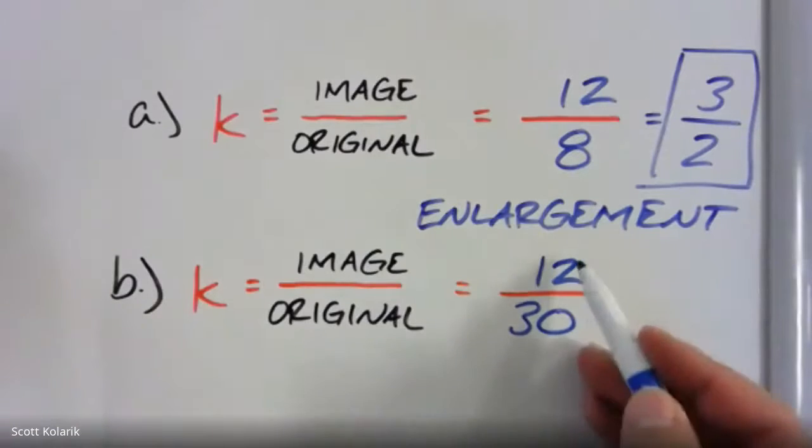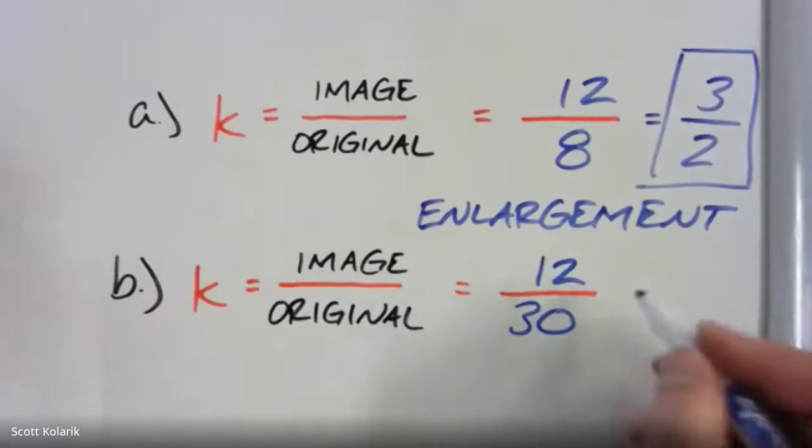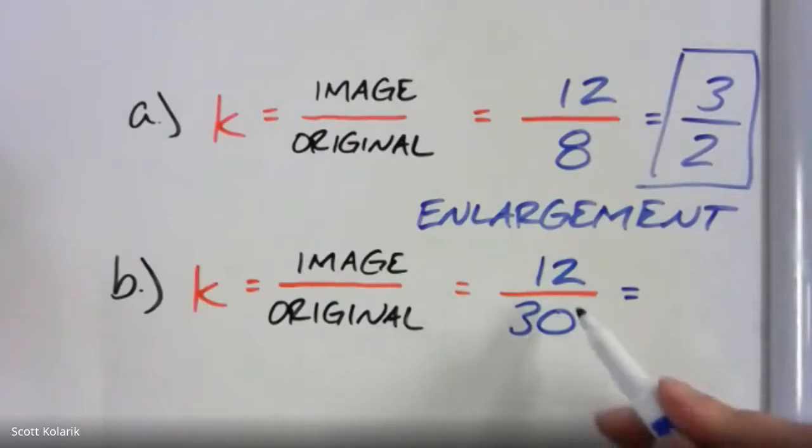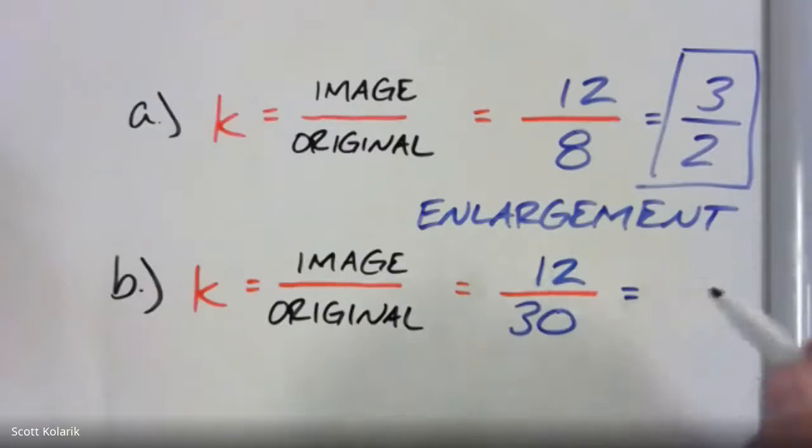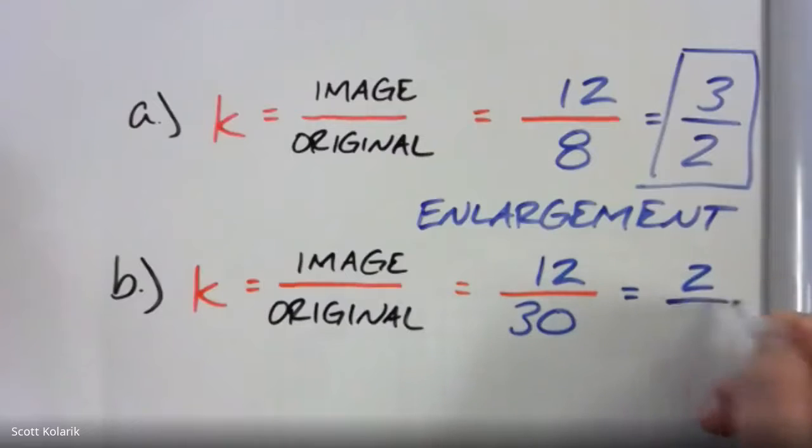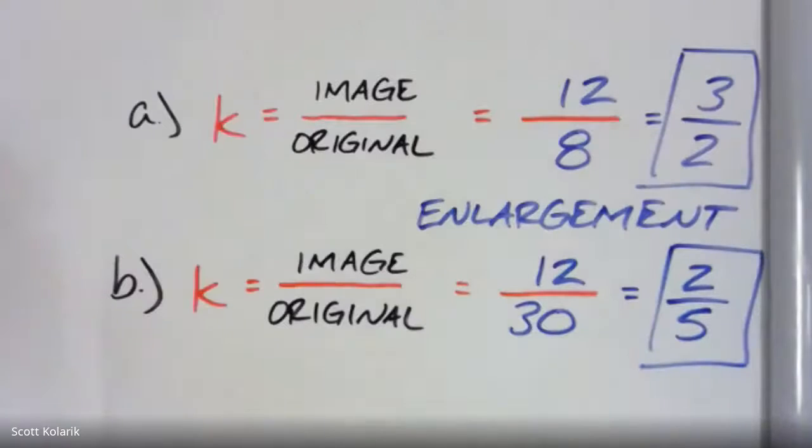And again, this is my scale factor. I just have to reduce the fraction. And 6 goes into both top and bottom. 6 goes into 12 twice. 6 goes into 30 5 times. So here's my fully reduced fraction. So my scale factor for part B is 2 over 5.